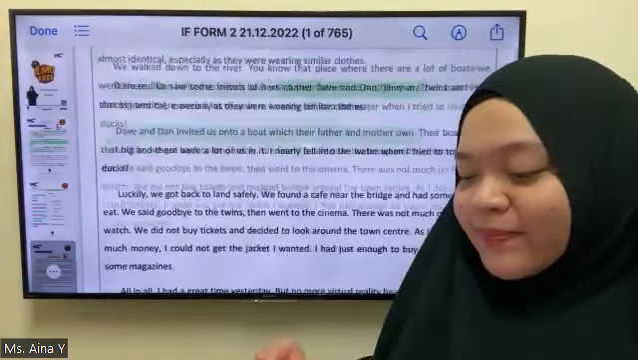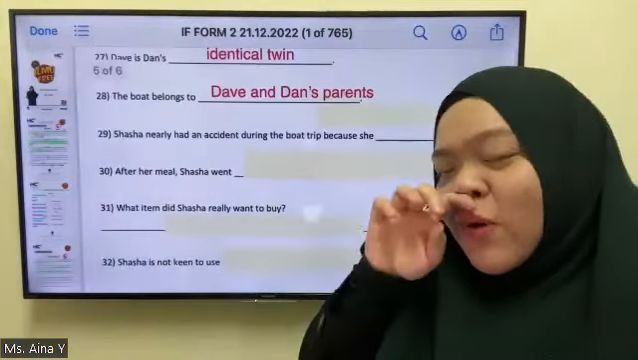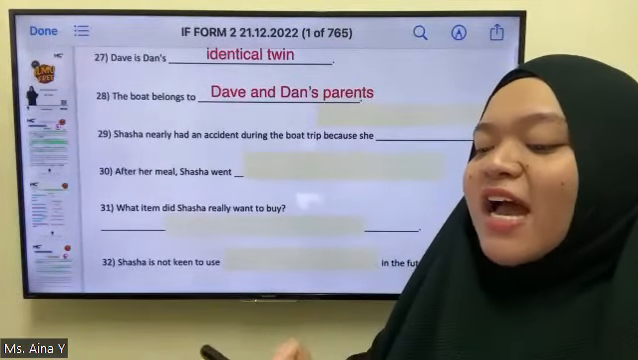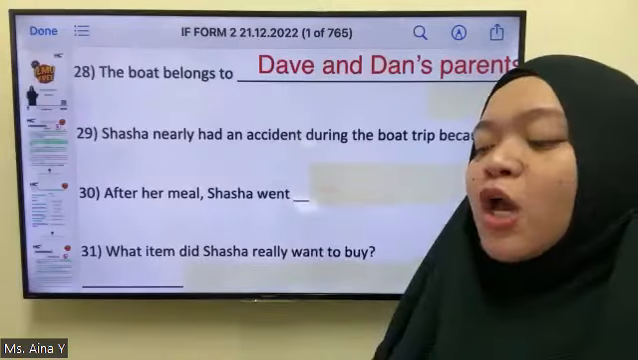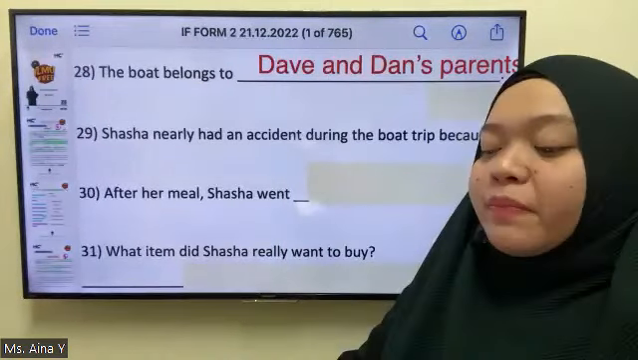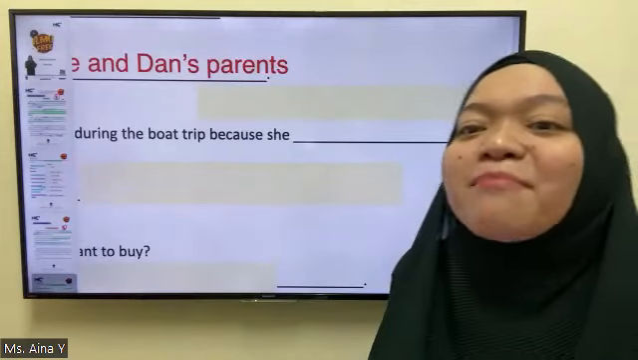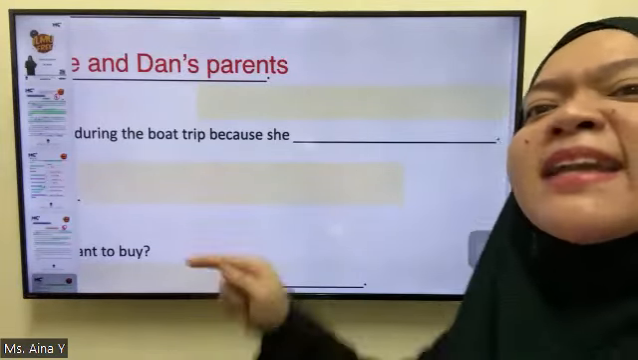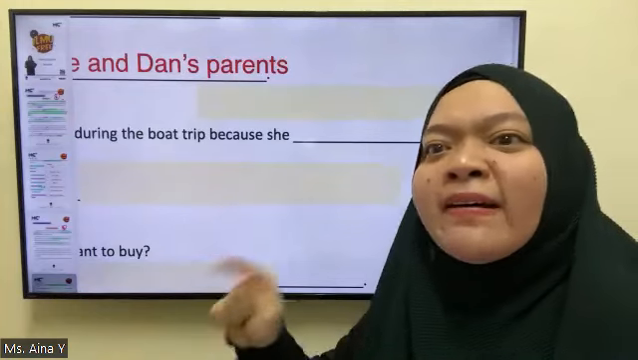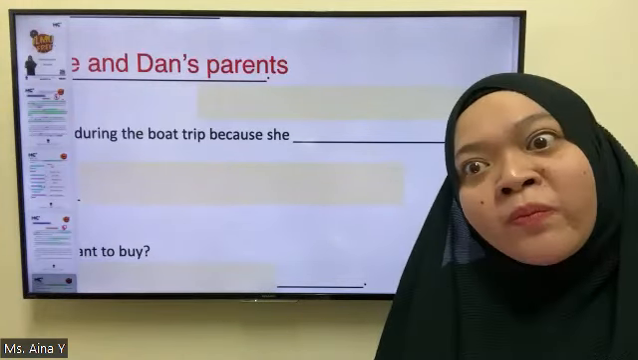Okay, let's go to number 29. Shasha nearly had an accident during the boat trip because she... Kenapa? Apa dia buat yang dia hampir accident tu? Apa yang dia cuba lakukan ketika itu? What was she trying to do?